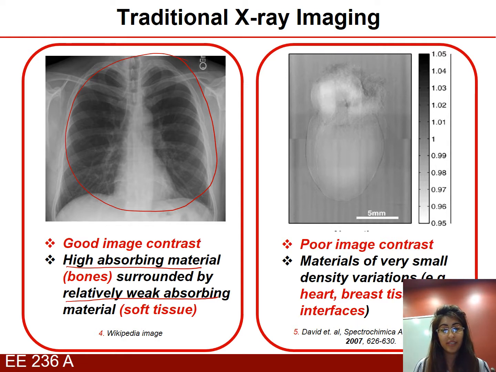The usefulness of this technique is limited in materials of very small density variations, for example, breast tissue, heart, or fluid interfaces. This is an absorption image of a heart, and you can see it's pretty clear that it shows a very poor image contrast.